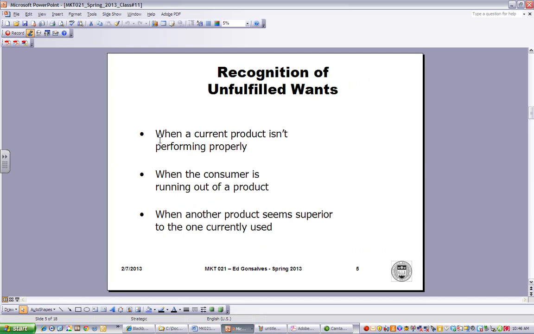So what drives needs and wants and unfulfilled needs and wants? Well, sometimes it could be a product that you have that just really isn't performing properly. You bought something, let's say you were into losing weight and you're trying this new dieting product and it's not working, so you need to look at something different. Sometimes it's as simple as, you've been using something and, oh, no more paper towels, I need to go buy some, so you just run out of the product. And then maybe you're looking at a product that's superior to the one that you're currently using. So let's say you've got a phone.